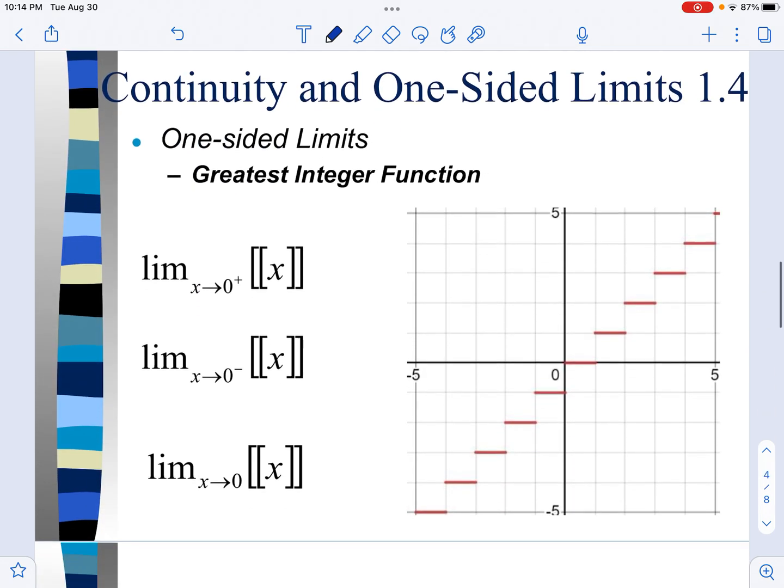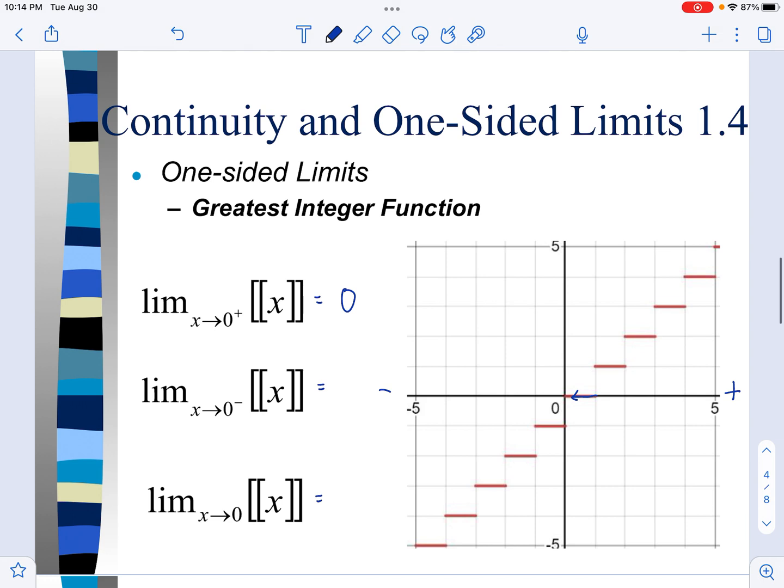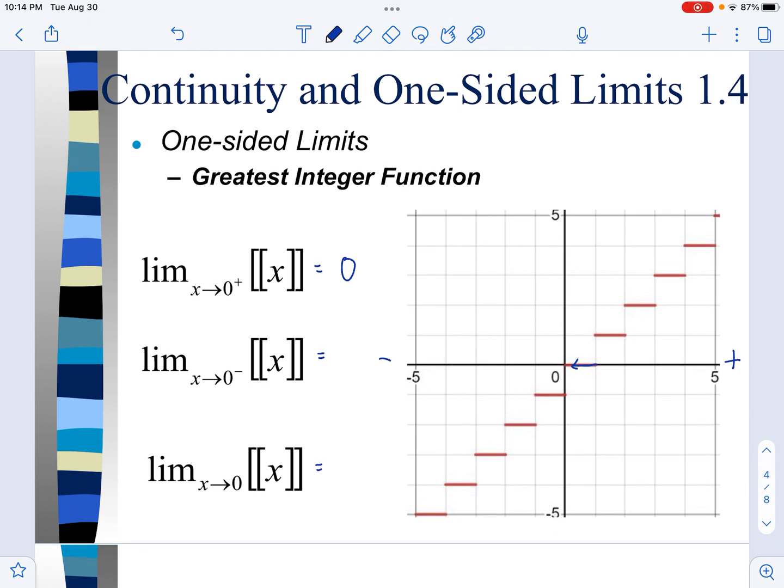So let's look at this greatest integer function here. So we want to find the limit of all of these. So let's go from the limit as x goes to 0 from the positive side. So remember, this is your positive x-axis, this is your negative, as we're getting close to 0. So as we're getting close to 0, what is our y value getting close to? Well, our y value is getting close to 0. But if we're going from the negative side, and we're getting close to an x value of 0, what is our y value getting close to? Well, that one's getting close to a negative 1.